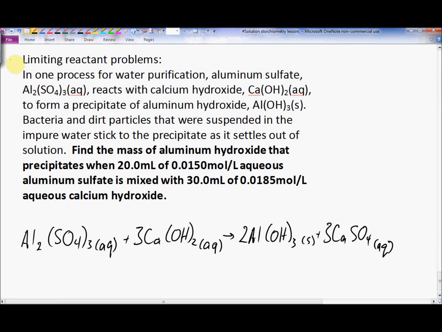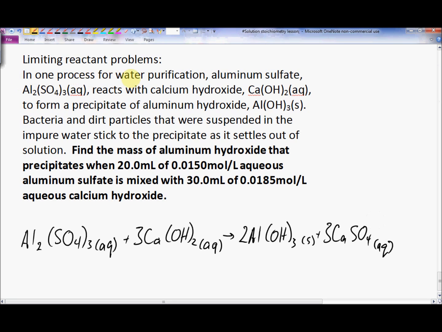Okay, here's our final solution stoichiometry example question, the limiting reactant problem. And I'm hoping that this will go over well. Limiting reactants was something that our students had a lot of difficulty on in the unit test just passed. So hopefully this will give you some additional practice on the concept of limiting reactants.